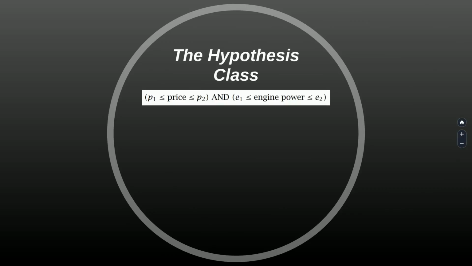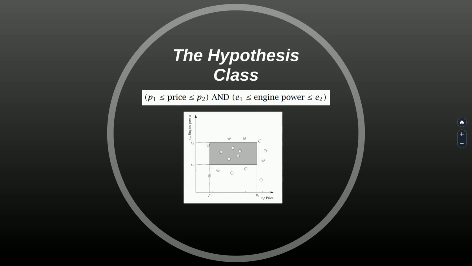So again, the same group of experts gets together and they say a family car is going to have a price between P1 and P2 and engine power between E1 and E2. They decide that this might be a reasonable way to classify a car as a family car if the values fall within a given range. Note that we do not know the specific parameters yet.